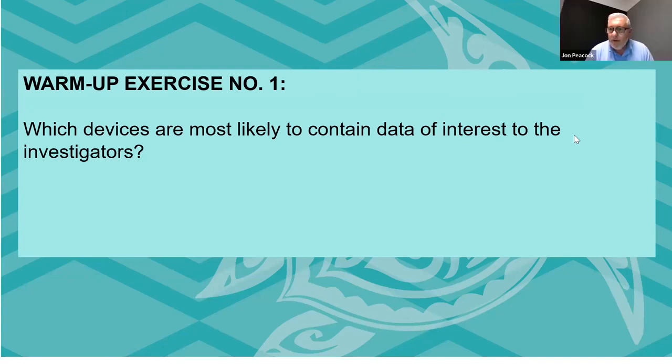Very good. Can anybody think of anything else that might be of use in a digital sense? Sorry, what do you mean in a digital sense? So it may not necessarily be a computer as we think of it, but other sources of digital evidence that might be of value.